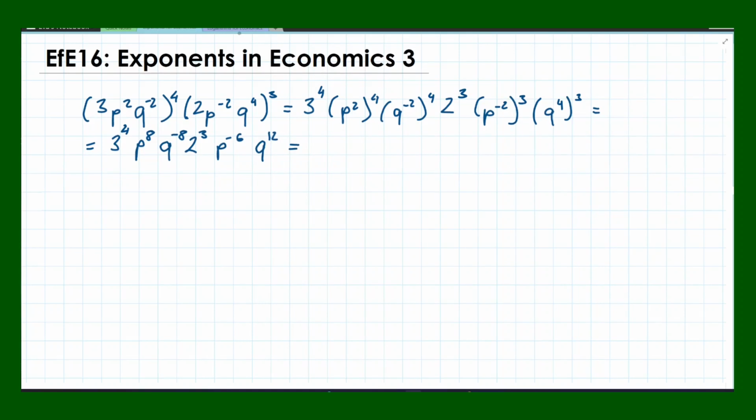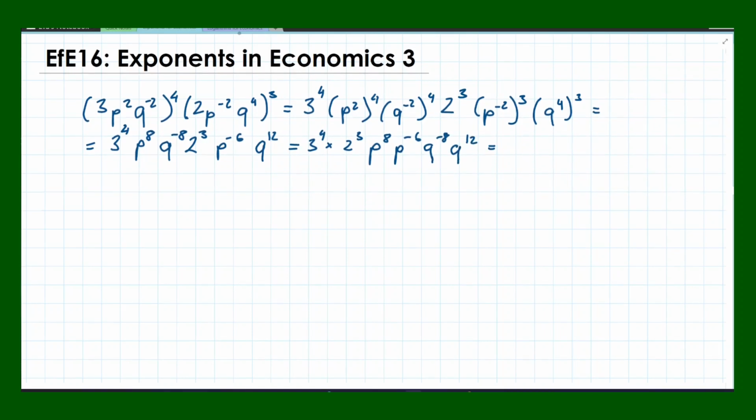Okay, now, what's going on in here? I have got nothing in between these letters and numbers. That means that everything is multiplied together. So I can rearrange this in a slightly different order. So I can do 3 to the 4 times 2 cubed, and within the numbers I always want to write out the multiplication sign so I don't mistake a multiplication for a double digit number. Then I'm going to collect the p's and q's in order, so I'm going to have p to the 8, then p to the negative 6, then q to the negative 8, and q to the 12.